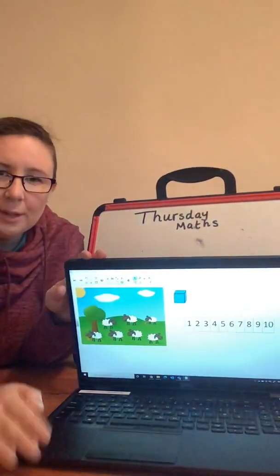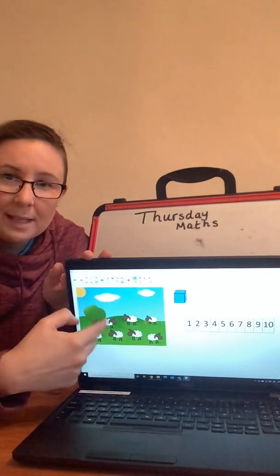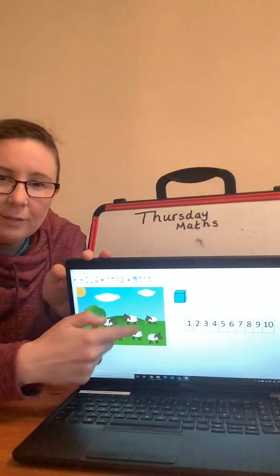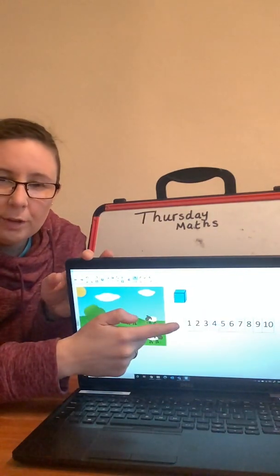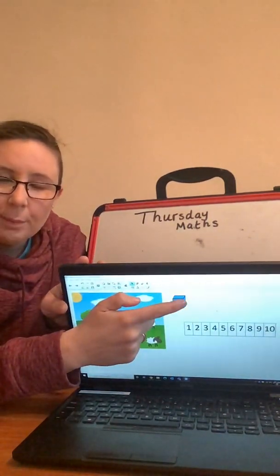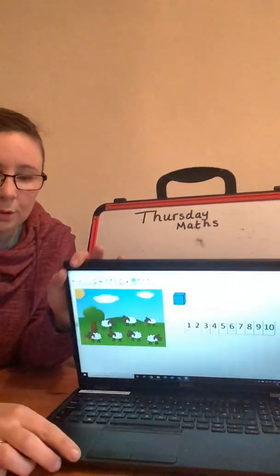Now today you're going to need this picture that's on the PDF that we sent home, and it's got 7 sheep on it. You're going to need a number track that you could write in your book if you don't have one, and you need something to count with, so cubes or counters.